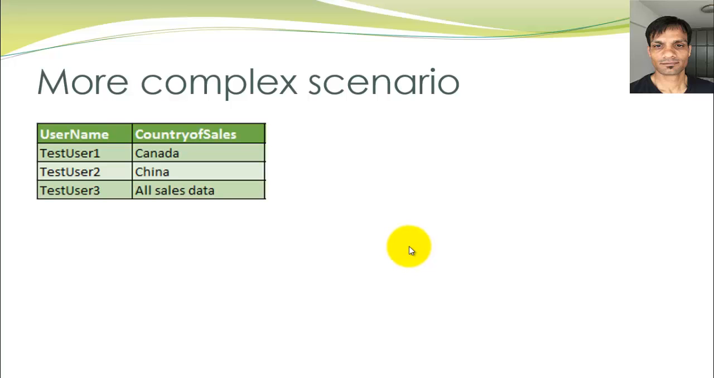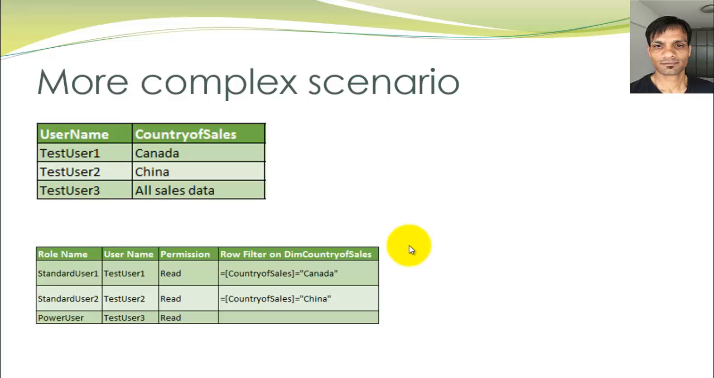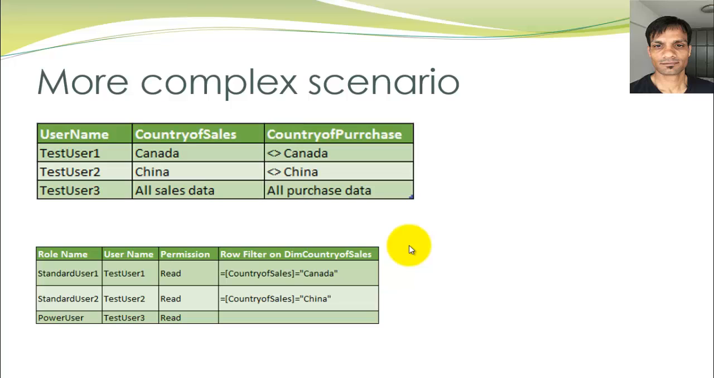We saw this in our previous example, where each user needed to access particular sales data, and to achieve this we created these roles. Now let's say users have one more criteria. Test user 1 wants to access Canada sales data, but the country of purchase should not be Canada. Test user 2 wants to access China sales data, but the country of purchase should not be China, and there is no new criteria for test user 3.